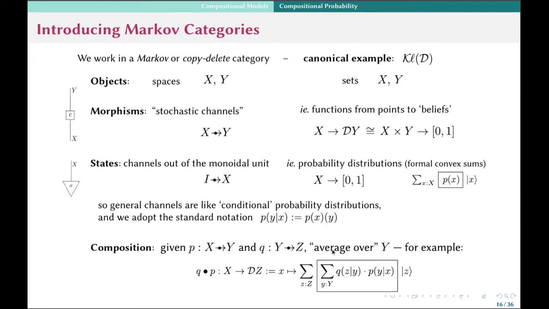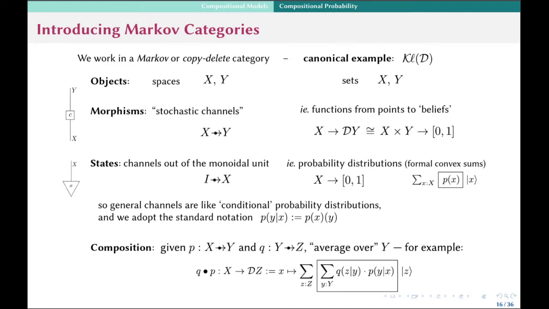Okay, and then you can compose these things, and this composition of these conditional probability distributions, these stochastic channels, is given by averaging over the type in the middle of the composition and marginalizing it out. We can think of that as pushing forward uncertainty along these channels.